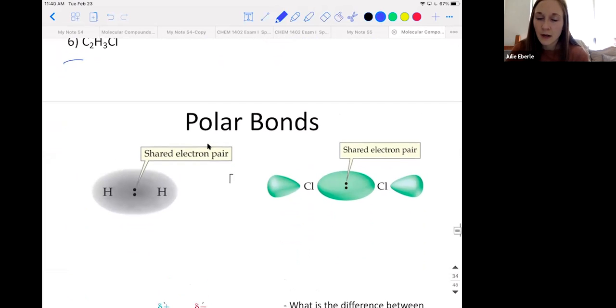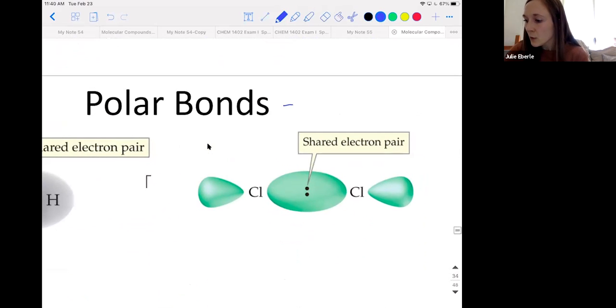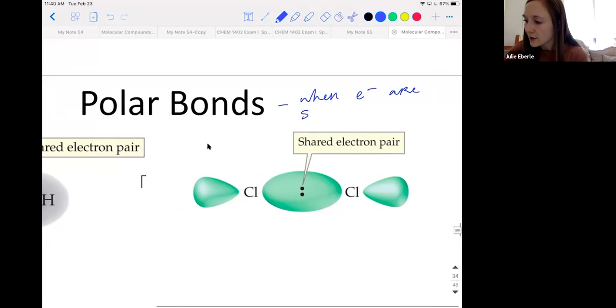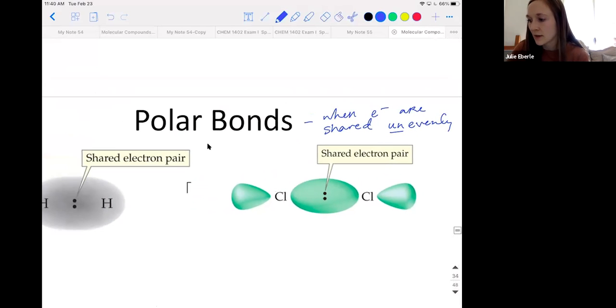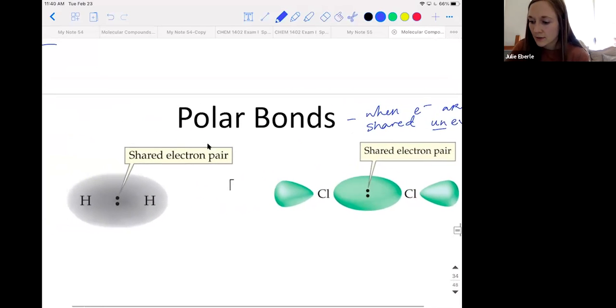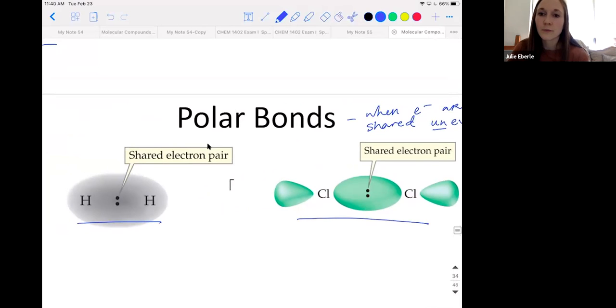The big idea here that I want to point out is that a polar bond occurs when the electrons are shared unevenly or unequally. Remember, every bond, like you see with this hydrogen molecule and this chlorine molecule, is formed from electrons. Now, it looks like those electrons are sitting nice and neat in the middle, and they're not. They're moving, but for our sake, we're going to draw them in the middle so that we can recognize there are 2 electrons in that bond.